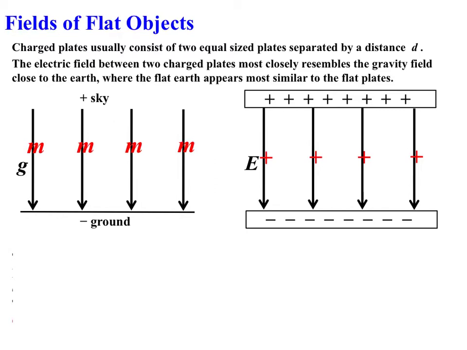Now, if we orient the charged plates the way we see them here, then the electric field goes from top to bottom, similar to the gravitational field, which also goes from top to bottom. Here you see a point charge being placed in this electric field, and we know that these point charges are going to be repelled by the positive side and attracted to the negative side. Same thing, if you have a mass and you place it in the gravitational field, it's going to accelerate towards the ground.